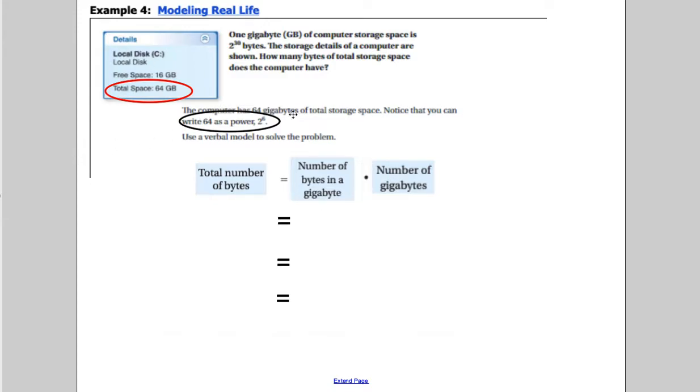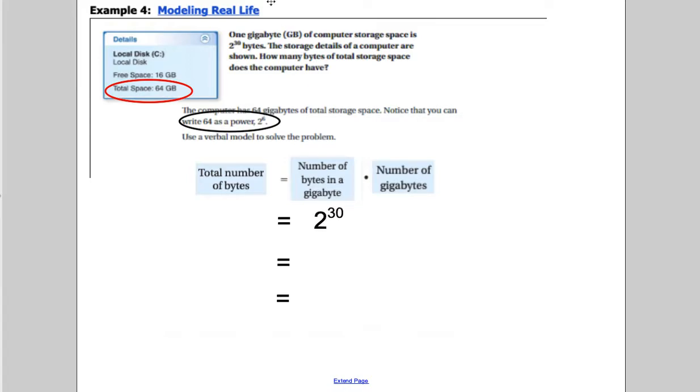Well, the computer has 64 gigabytes of total storage because it tells me that right here. And notice that I can write 64 as a power of 2. Why would I want to do that? Well, because in the actual problem, I have a power of 2. And when I have these 2 powers of 2 that I am multiplying together to find the total amount of space, once I have the same base, it makes it a pretty easy problem to do. So the total number of bytes equals the gigabytes times the number of gigabytes.